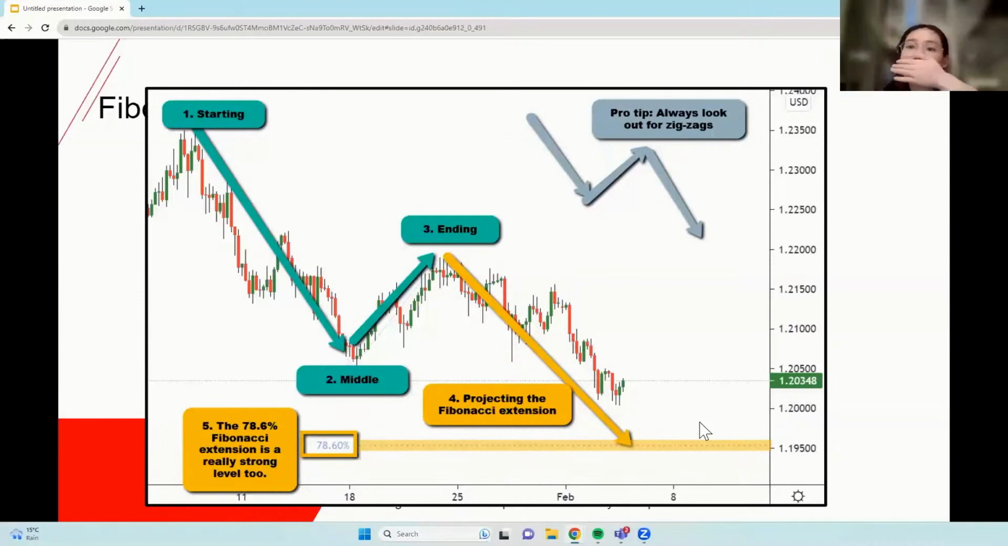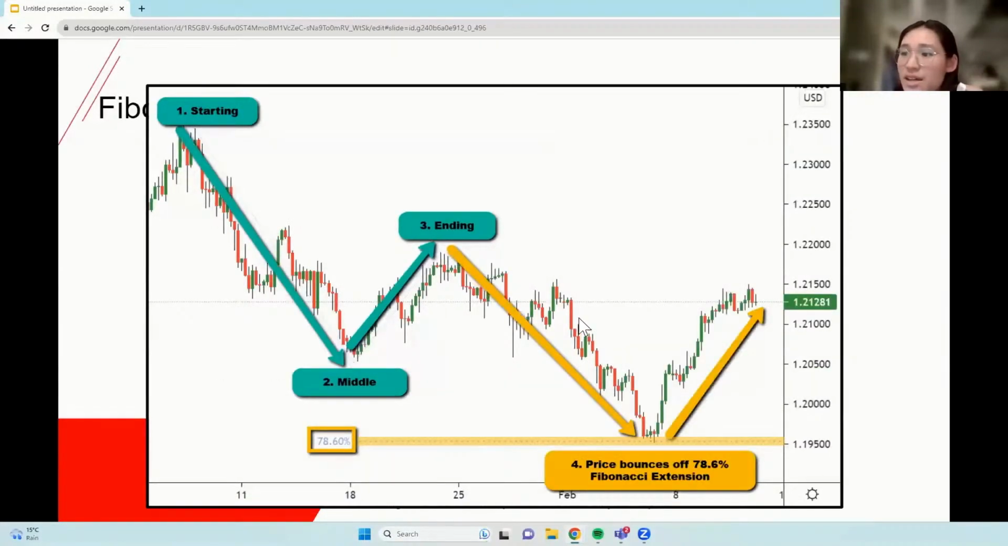Okay, so in this other example, we have the starting point, middle point, and ending point, and we are projecting this price to bounce off of a specific level. So we can see here we have identified this 78.6% Fibonacci extension. And this is the extension we're looking at. As I mentioned, always look out for the zigzags. And you can see price really bounced off of this 78.6% Fibonacci extension.